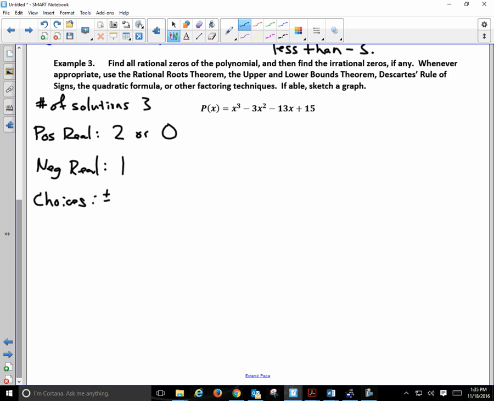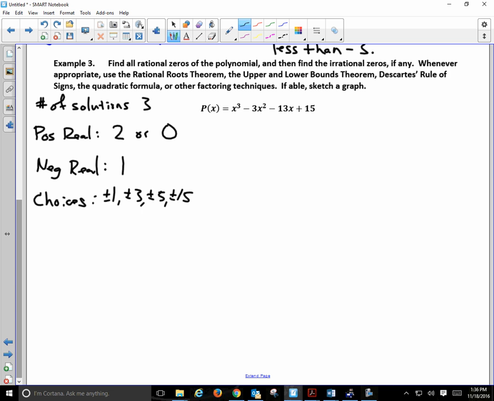Yeah, so our choices are going to be positive or negative 1, 3, 5, and 15. Sweet. Let's try them. What do you want to try first? Let's try 1. Now, would it be reasonable to try negative 1 as well? Sure. And the reason why is as you look here, we have some alternating signs, and we don't have a situation where we have all positive. If I had all positive, then choosing negative 1 or choosing positive 1 would be bad, right?